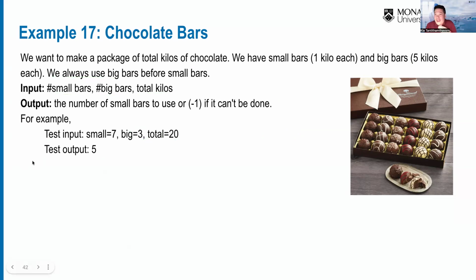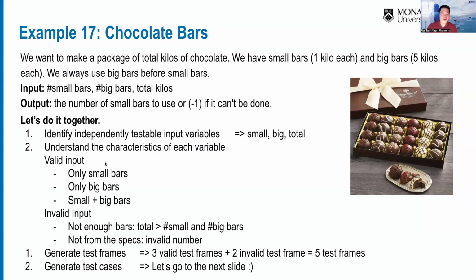This is like some random testing here, exploratory testing, right? It's not really systematic at all. But the question is, how should we test it systematically? Okay, let's do it together. First, we know that the input variables are the small, the big, and the total. We all agree.